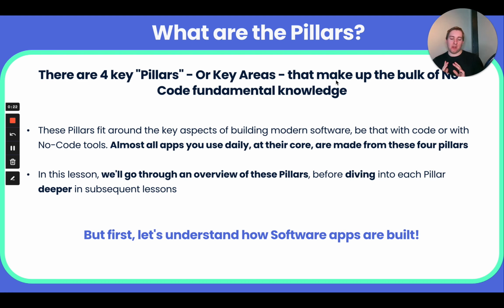So there are four key pillars, key areas, key parts, key things that make up the bulk of no code knowledge. And if you can understand these, you're going to be able to put together anything that you like. But interestingly, these four pillars are also what make up all modern software today. So even if you're a developer who can code, you're going to be following these pillars. Maybe you already have it in your head as a model. There's lots of different ways in programming that we talk about it. But we're going to approach it from a non-technical, no-code point of view.